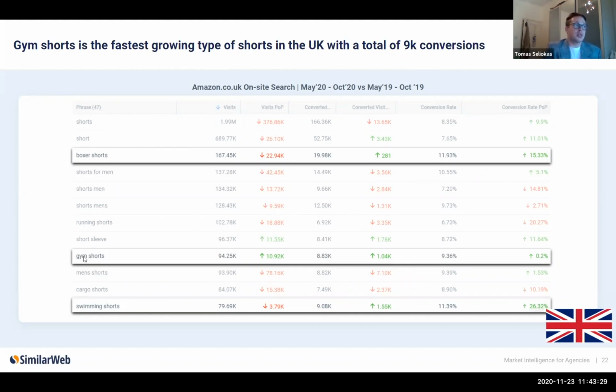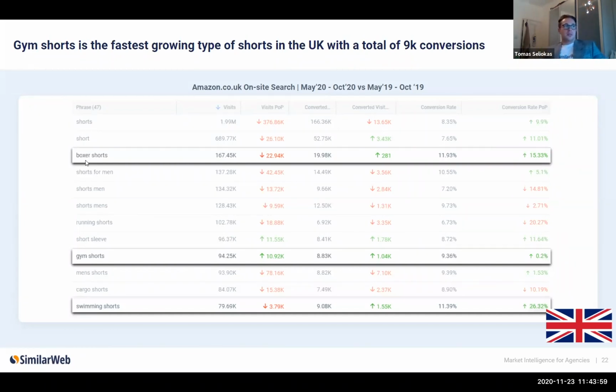We have gym shorts as the fastest growing type of shorts in the UK, at a total of 9,000 conversions in the last 6 months. And we can see it growing. You can see growing total visits, growing total conversions, and a tiny bit of growth in conversion rate, which doesn't seem significant at all. But you can understand different subcategories of shorts. And this gives you a couple of things.